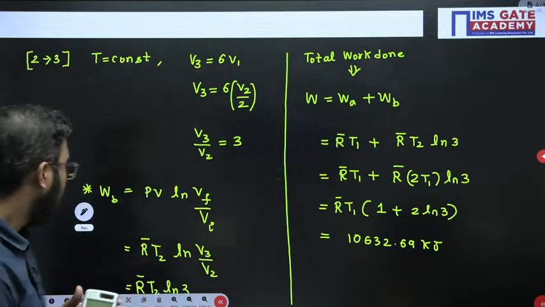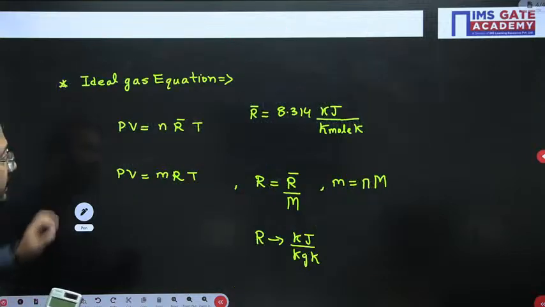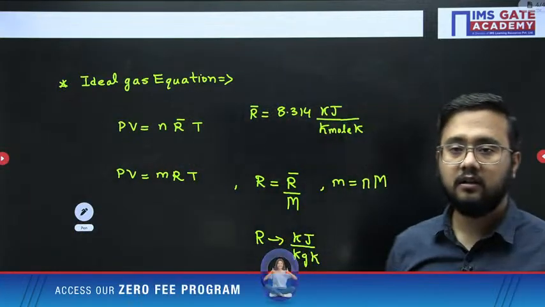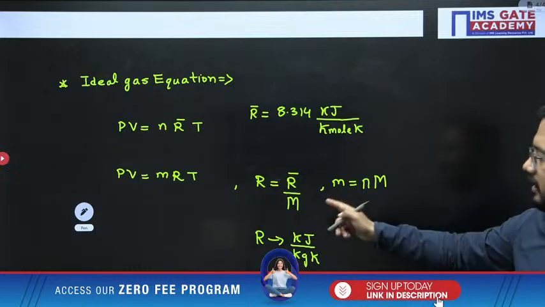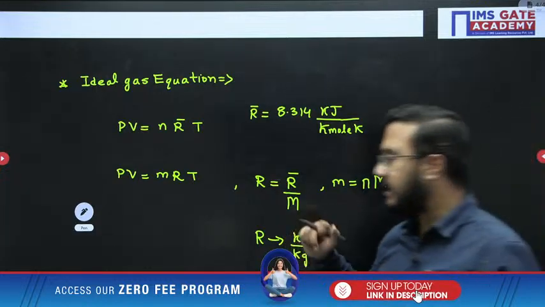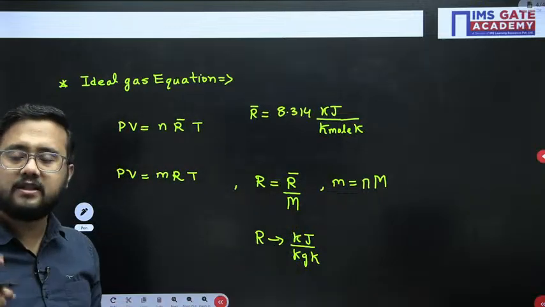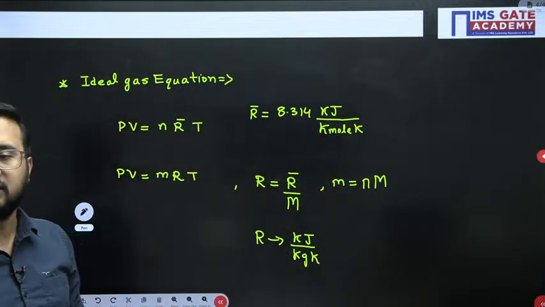Is that clear? So again I am repeating, the ideal gas relation is very, very important. And for an ideal gas like air, what is the R value? 0.287 kilojoule per kg Kelvin. We should remember this information.